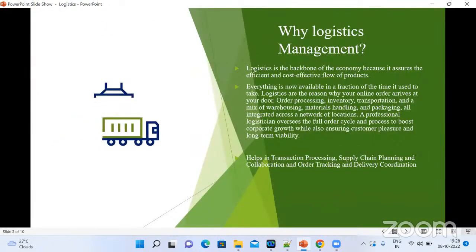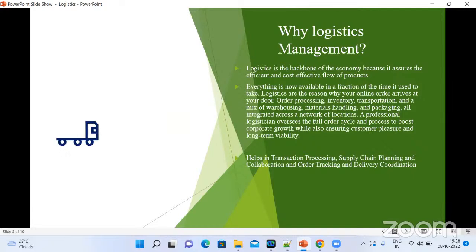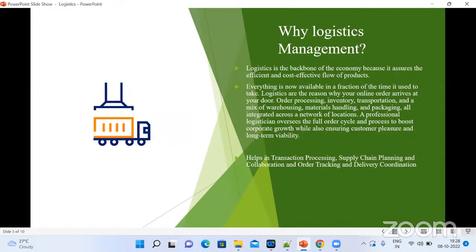So why logistics management? It serves as a backbone for the economy because of its asset-efficient and cost-effective flow of products. Everything is now available in a fraction of the time. It takes less than a minute to create or raise one particular order.